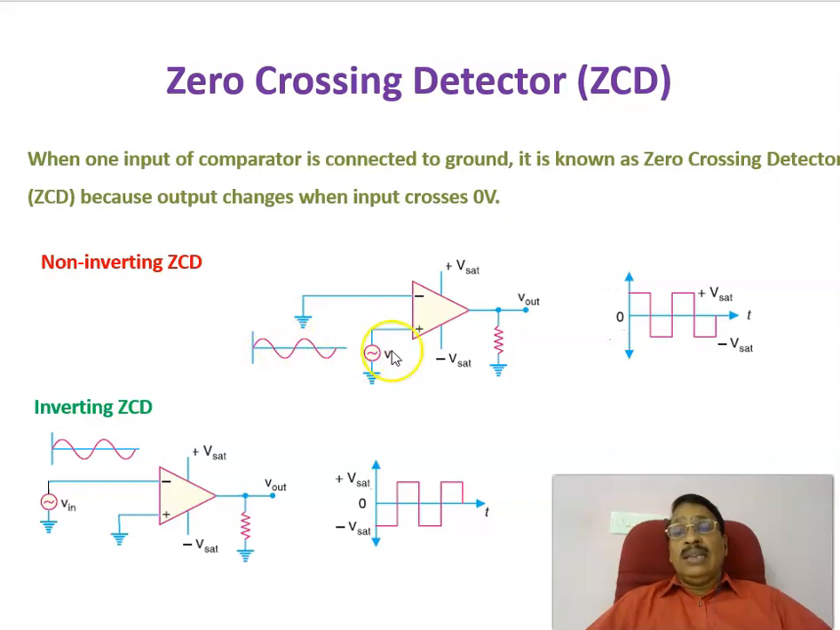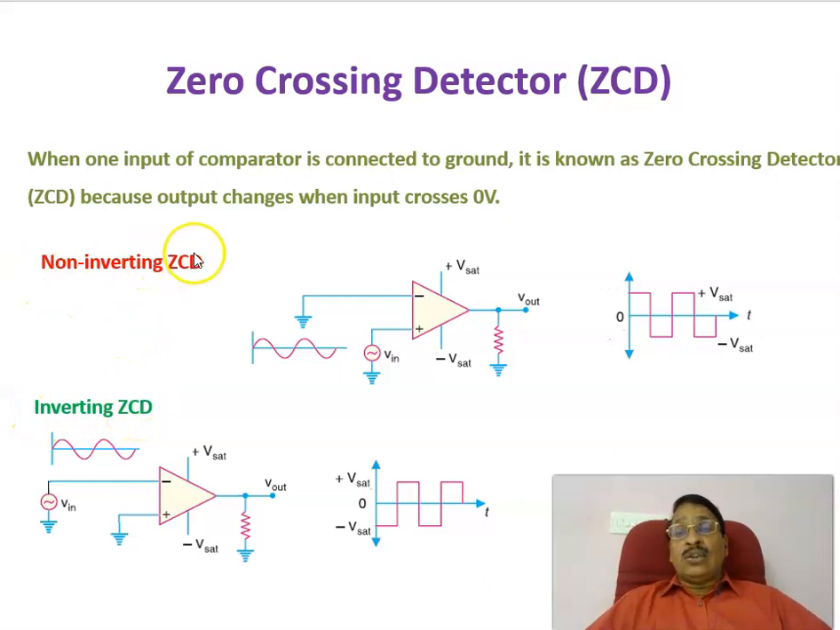So that is why we can detect the point at which the input signal is crossing the 0 point. That is called the zero crossing detector. Based on the input where you are applying, it is again classified into two types. One we call the non-inverting zero crossing detector, and the second we call the inverting zero crossing detector.